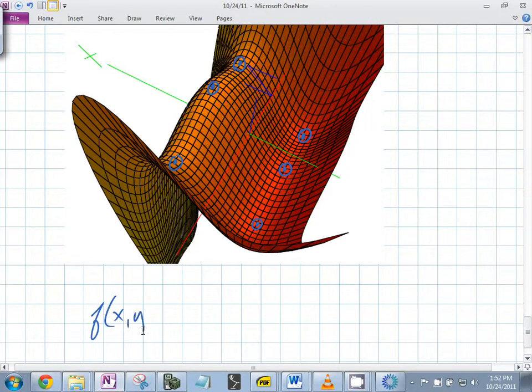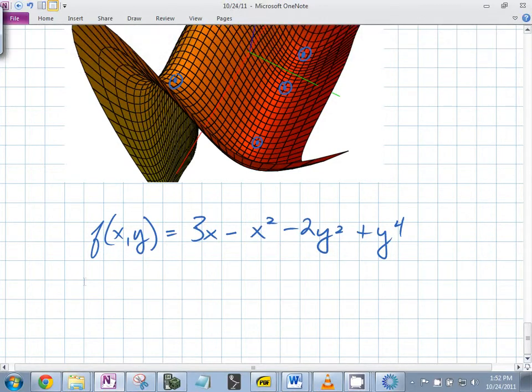Just hold on. So we have 3x minus x cubed minus 2y squared plus y to the 4th. So what do we have to find? The partials. So what do I end up with for fx? 3 minus 3x squared, like this. Is that correct? And you said that equals 0.